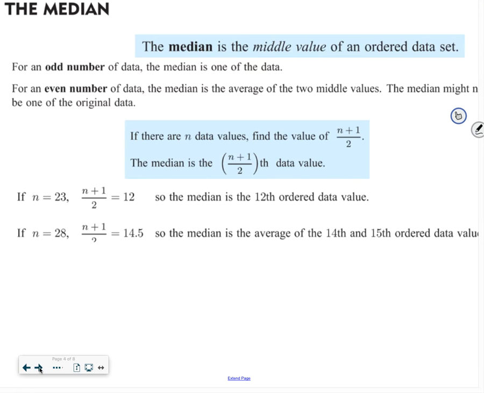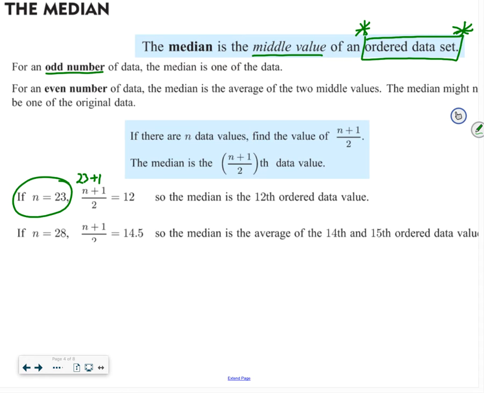Our next example, we're going to be talking about the median. The median is the middle value of an ordered set. The important thing is we're always going to have to order our data in order to find the middle value in our data set. If it's an odd number, it's fairly straightforward. If we have an odd number in our data set, let's say 23, then I use this equation: 23 plus 1 is 24, divided by 2 is 12. So that tells me that the 12th ordered value is the median.